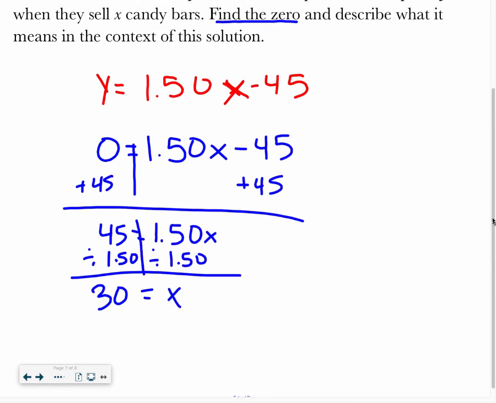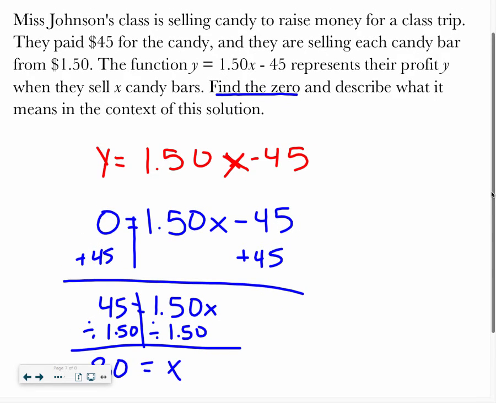Okay, but what does that mean? Because finding the zero is only part of it. We want to describe what it means in the context of this situation. So if x equals 30, and x is the number of candy bars we sell, that means our class needs to sell 30 candy bars in order to break even with how much money we originally paid for the candy. Okay? So that is what that means. We need to sell 30 candy bars in order to start making a profit.